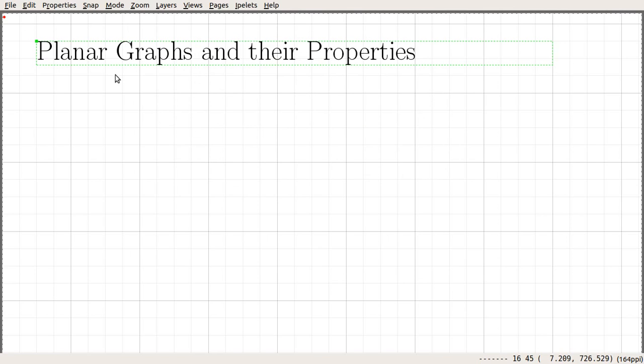Okay, in the next few videos we are going to talk about an important class of graphs called planar graphs and their properties. Okay, suppose that we are going to draw a graph on a paper. So it will look something like this. Suppose that we are going to draw say K4 on a sheet of paper.